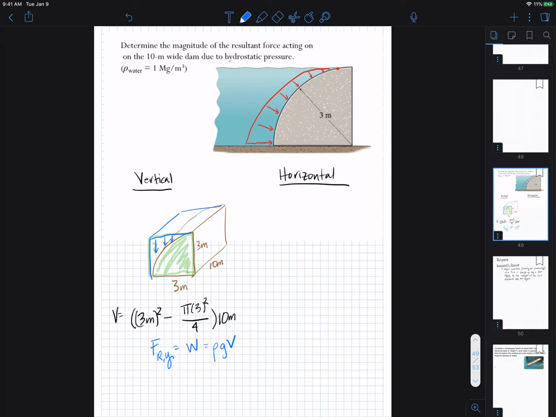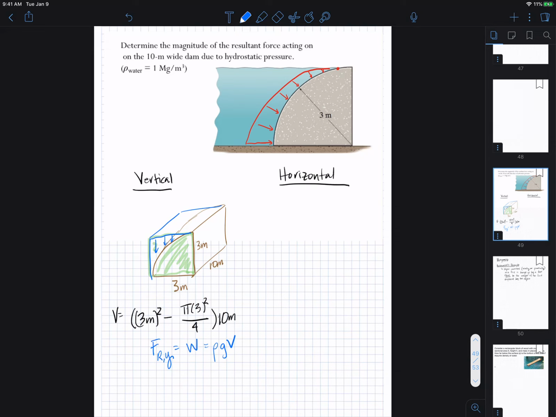This would be acting at the centroidal location in the x direction, but fortunately this question doesn't ask for that. But that's what you would do: you would go find the x location of the centroid for this. The y location is irrelevant.